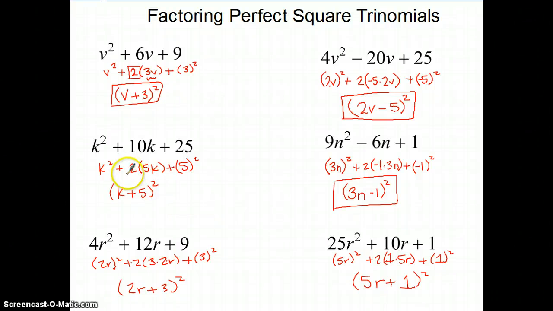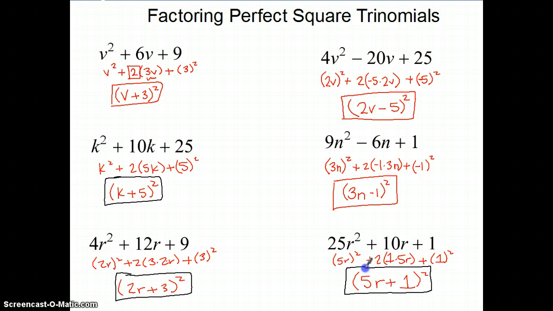For the first, you should have had k plus 5 all squared. Down below to the left, you should have had 2r plus 3 all squared. And to the right, you should have 5r plus 1 all squared. Now remember, if you're not comfortable with this method, you may always factor by using your diamond. So that would be finding 2 terms that multiply to 9 and add to 6, rewriting this polynomial as 4 terms, and then factoring by grouping. That is absolutely an option.